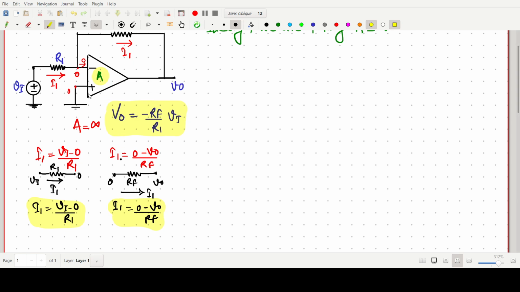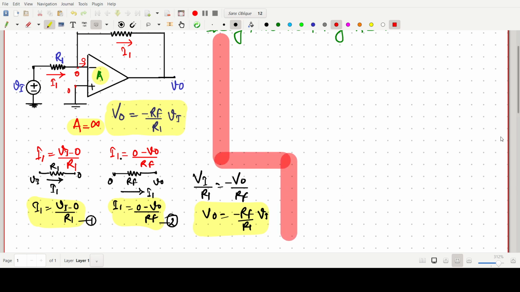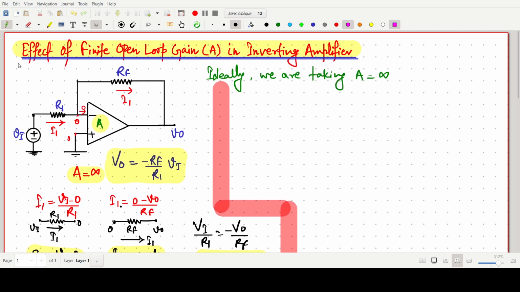In case of infinite open loop gain, we can very simply write Vi by R1 equals minus V naught by Rf, equation 2. So V naught is simply minus Rf by R1 into Vi. This we know for A value infinity.